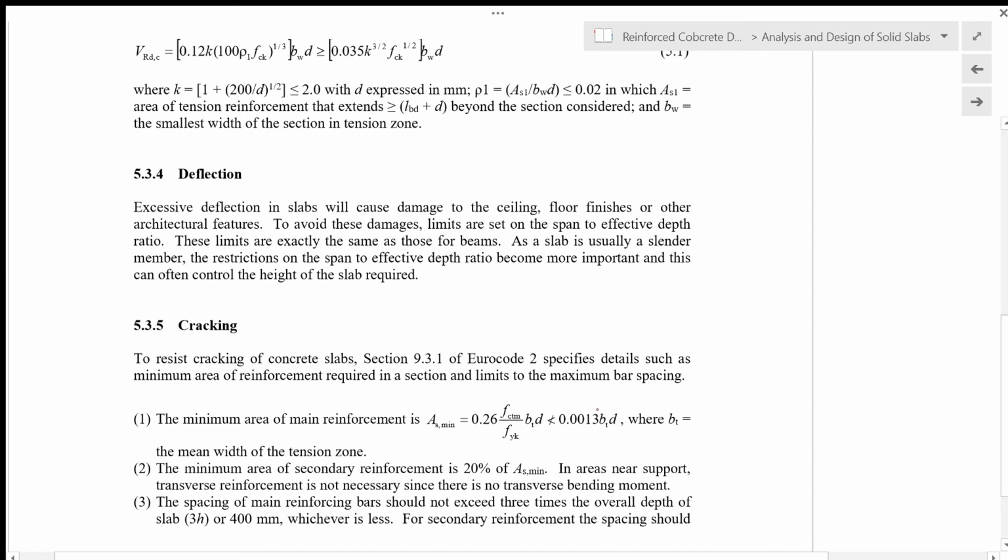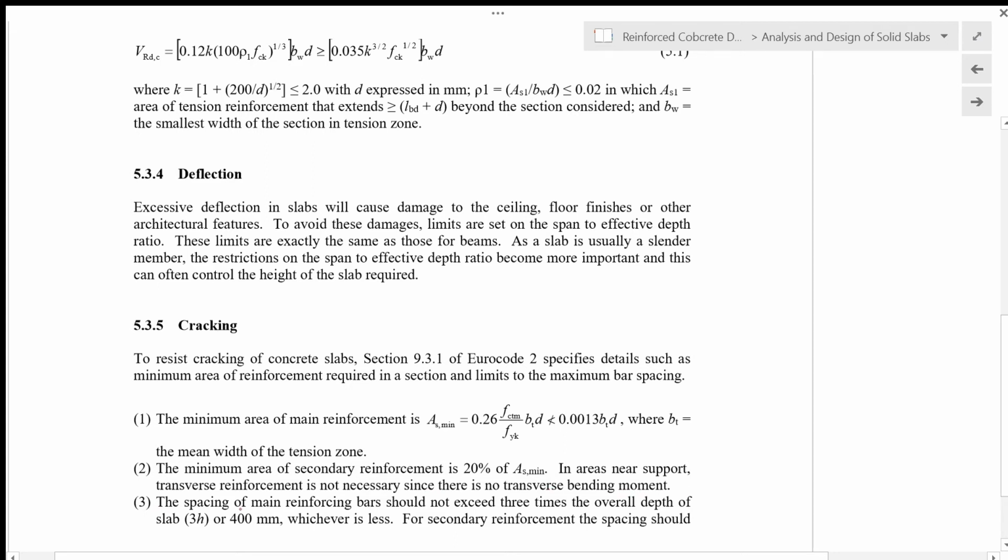So this b_t is normally 1000 mm. And then the minimum area of secondary reinforcement is 20% of As,min. In areas near support, transverse reinforcement is not necessary since there is no transverse bending moment.